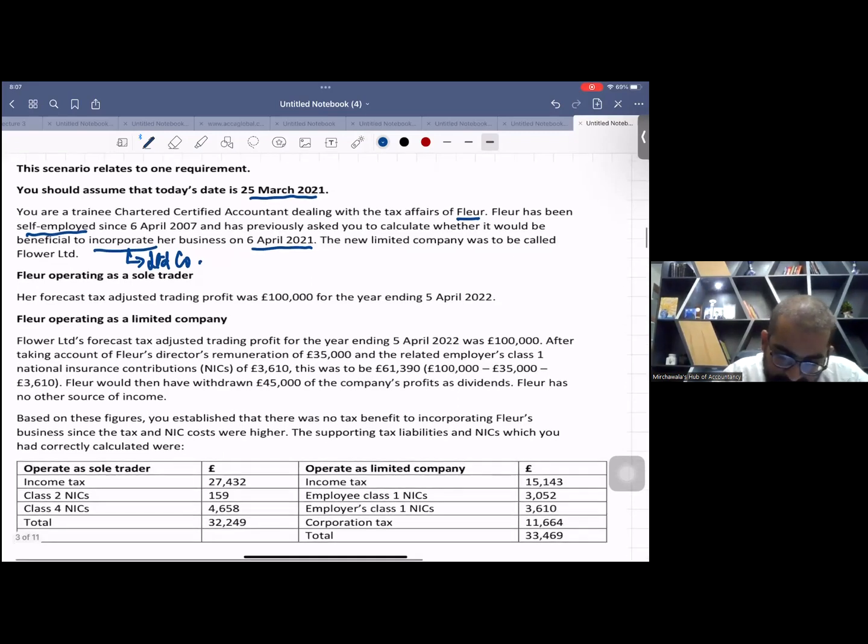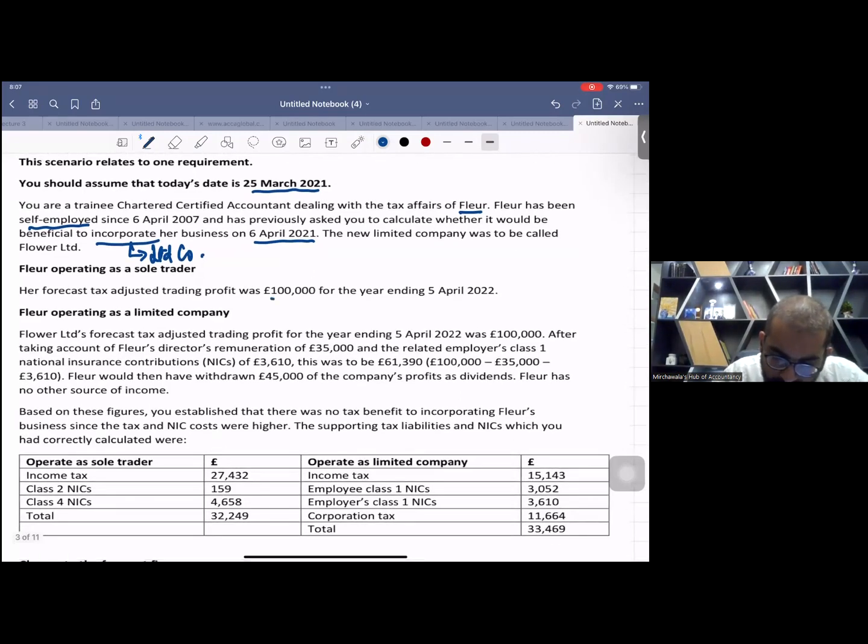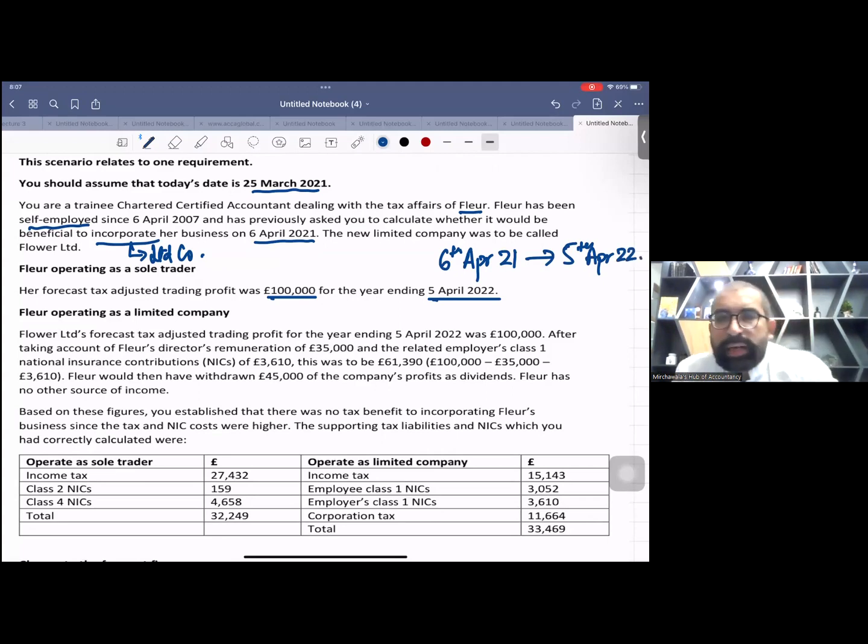Her forecast tax adjusted trading profit was 100,000 for the year ended 5th April 2022. Now, what is the good news? The year end is exactly 5th April, which means it starts on 6th April. So your accounting period is 6th April 21 to 5th April 22. The good news is the accounting period and fiscal year are already the same.